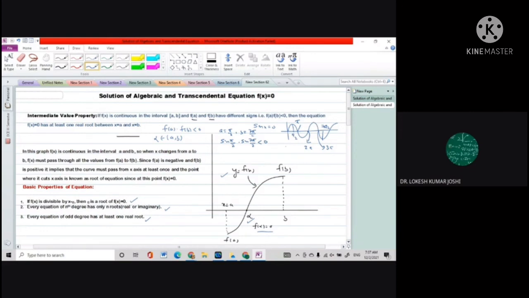You have understood the intermediate value property, and we use this property in numerical solutions of algebraic and transcendental equations.